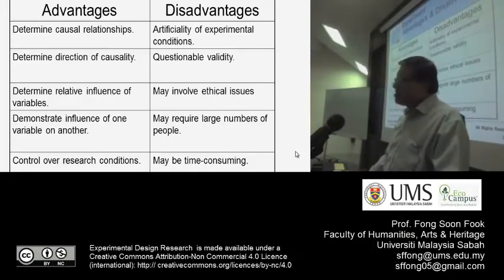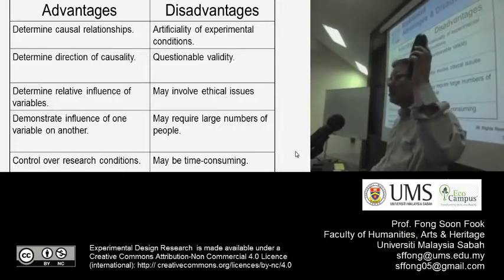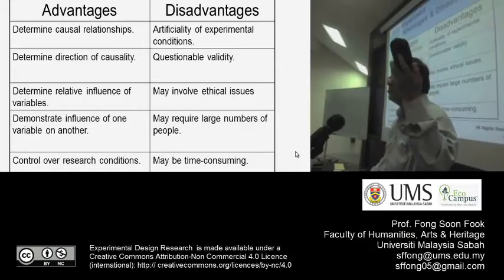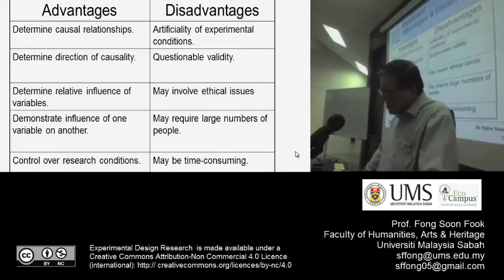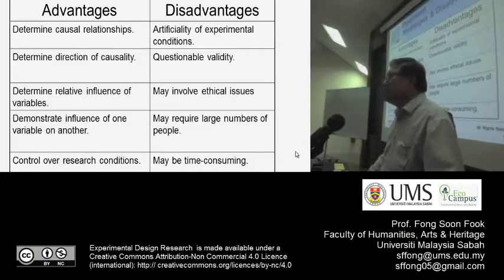Determine direction of causality. So direction. The smaller the size of the one Malaysia phone, lebih laku. Example. Meningkatkan penjualan. Determine relative influence of variable. Demonstrate influence of one variable on another. Control over research condition. The big advantage, okay, of experiment.